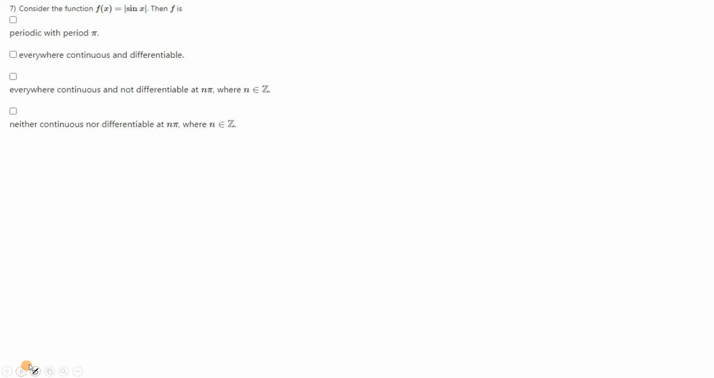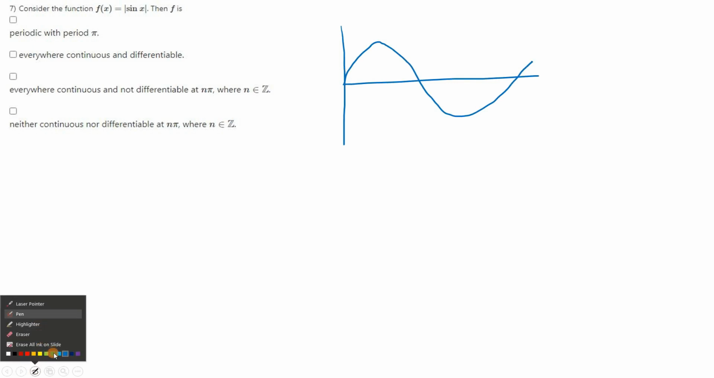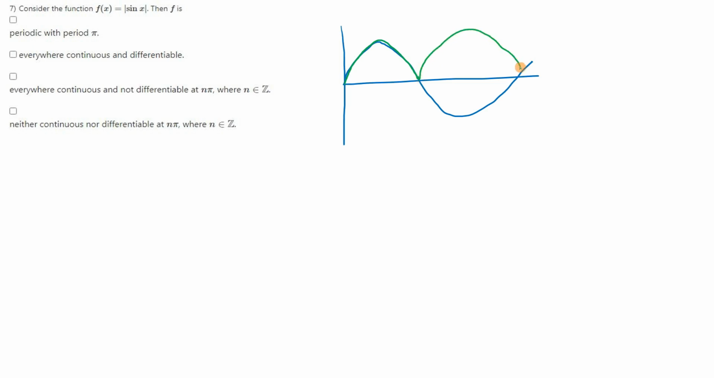Next question, consider the function mod sin x. Let's draw the graph of sin x first. Sin x will be sinusoidal, something like this. Okay, now I'll simply change the color. What about mod sin x? For the first half it traces sin x, for the next half it will be the mirror image of sin x. So it will be something like this.